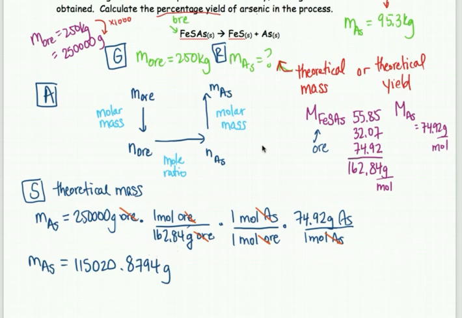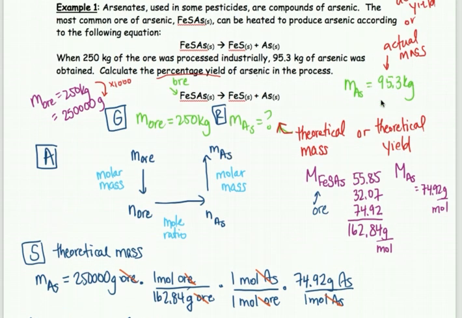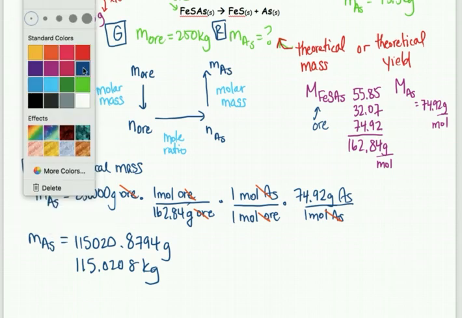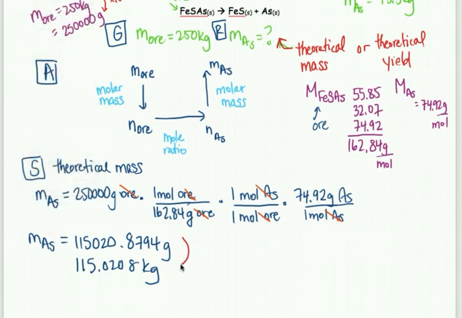We need to remember to calculate the percent yield. So remember our actual mass up here is in kilograms. So let's put this back into kilograms. So I'm going to divide by 1,000. Okay, so I get it back to kilograms like that. And again, if you're looking at this later and wondering what happened there, we just divided it by 1,000 to go back to kilograms.